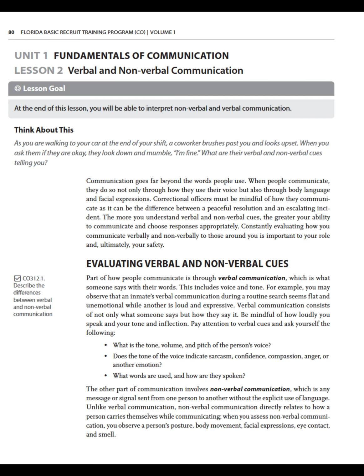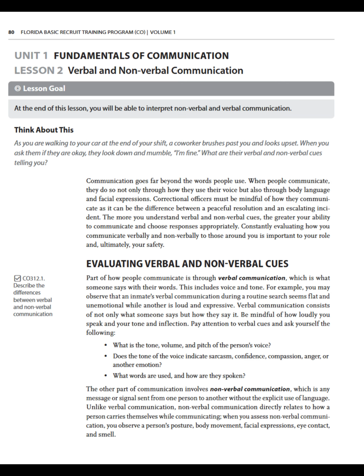Pay attention to verbal cues and ask yourself the following. What is the tone, volume, and pitch of the person's voice? Does the tone of the voice indicate sarcasm, confidence, compassion, anger, or another emotion? What words are used and how are they spoken?